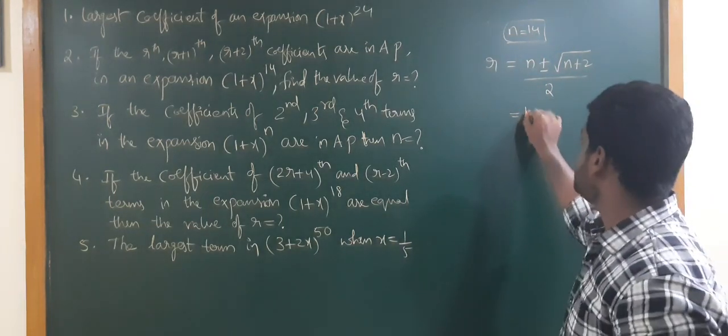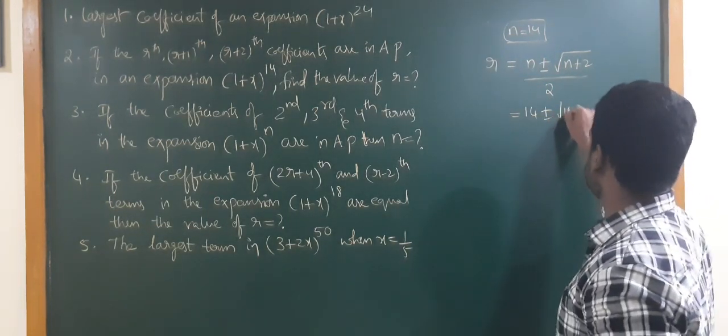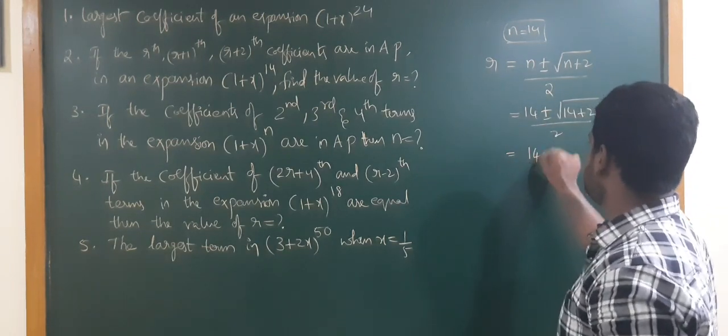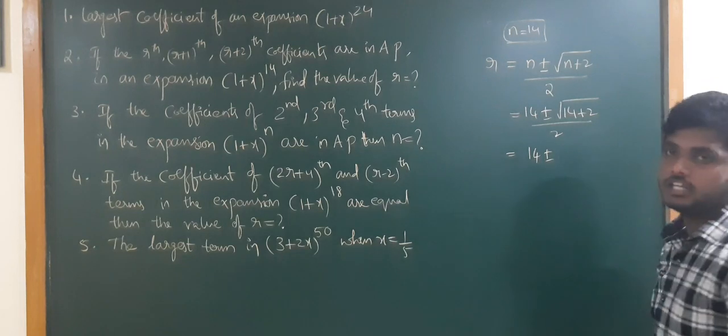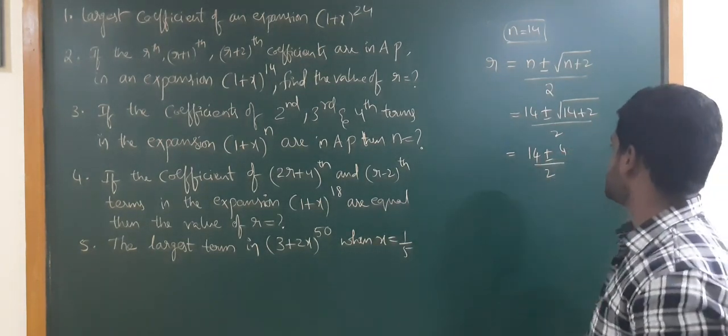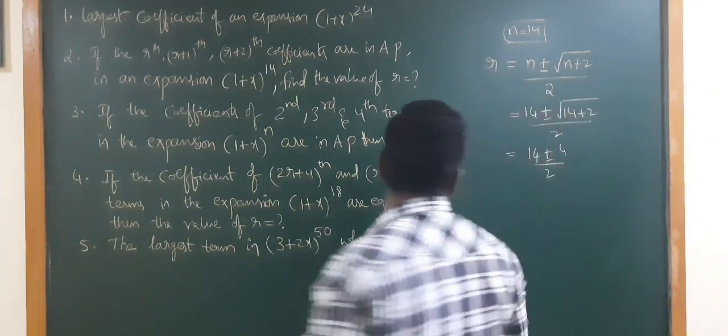If n is equal to 14, 14 plus or minus square root of 14 plus 2, divided by 2. So that is 14 plus or minus square root of 16. Square root of 16 is 4, by 2. So as it is plus or minus, we will get two values, right?